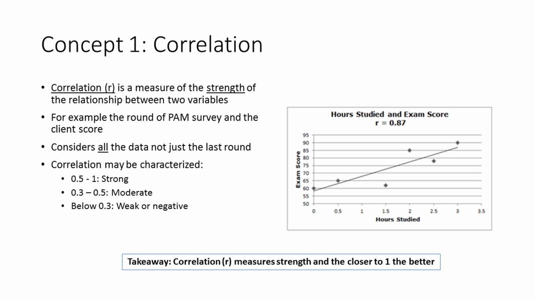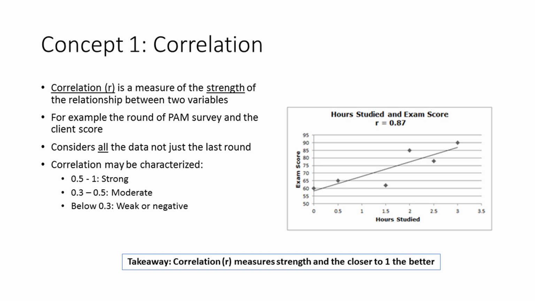It's a value ranging from -1 to +1, and for our case, we characterize correlation as follows. 0.5 to 1 is a strong correlation, 0.3 to 0.5 is moderate, and below 0.3 is weak, or it could even be an inverse or negative correlation. Looking over on the right, you see an example of a study between hours studied and exam score. This shows a very strong correlation of 0.87. So the more time spent studying, the better the outcome. I'll be sharing this with my son after this call. But the key takeaway is that correlation, abbreviated as R, measures the strength of the relationship, and the closer to 1, the better.